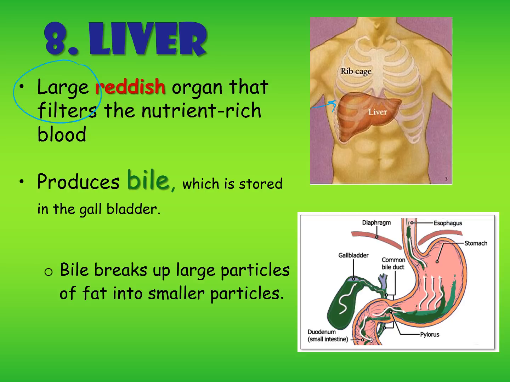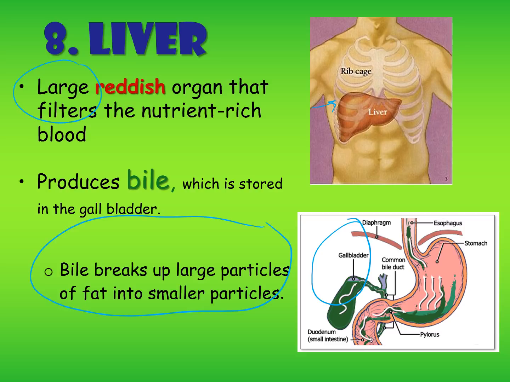It also produces bile, which is a greenish liquid, and the bile gets stored in the gallbladder. So you may have seen bile if you've ever thrown up on an empty stomach. It's kind of that greenish fluid that you'll see. But bile's job is to break down fat into smaller particles. It's not an enzyme, but it's a chemical that helps break fat down.